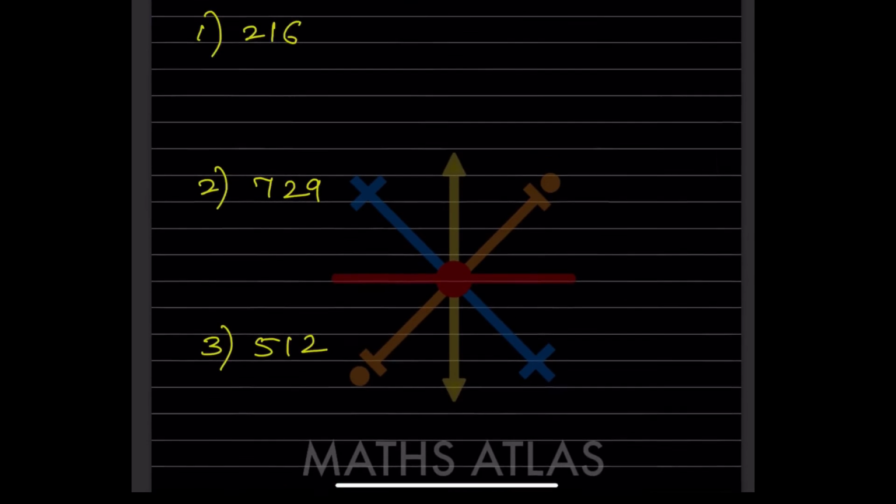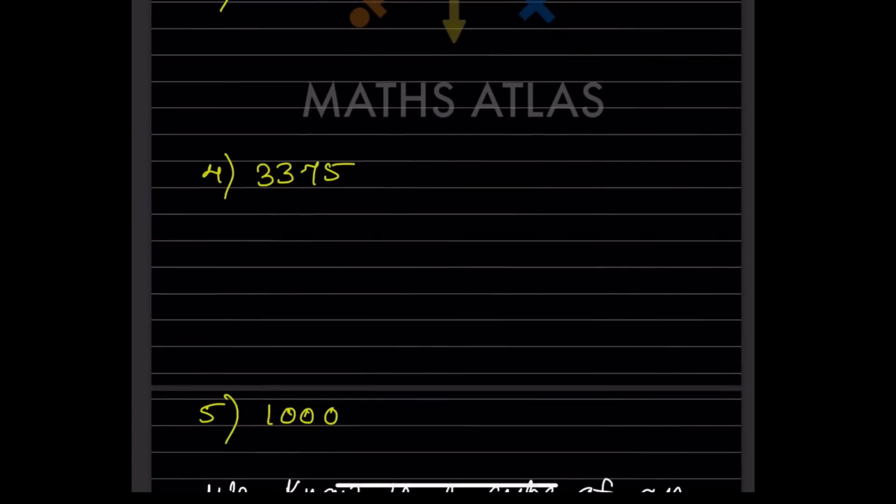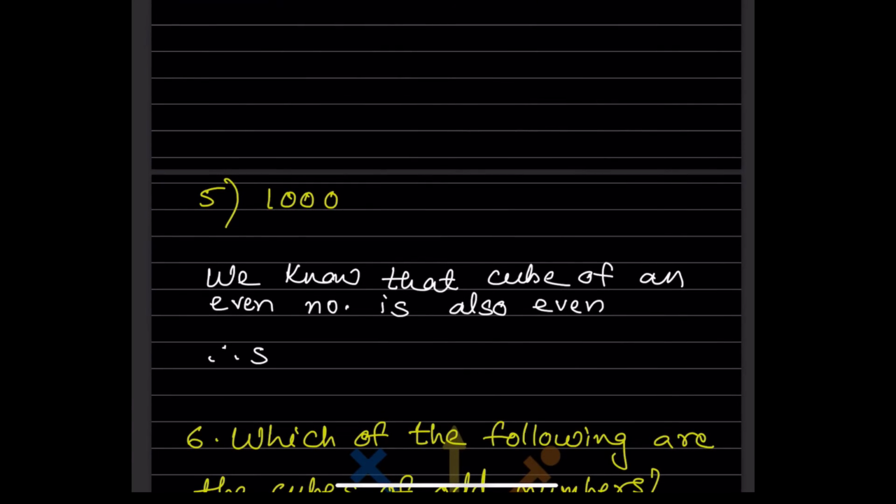216, 512 and 1000 are cubes of even numbers.